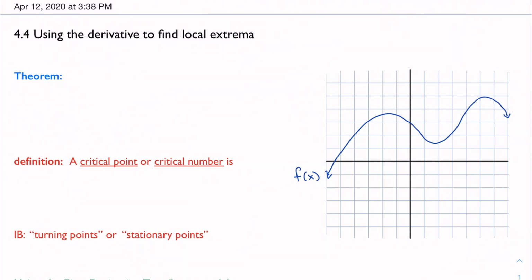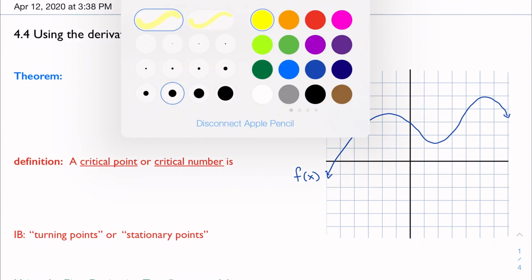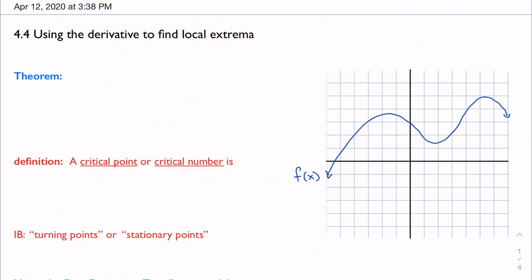So moving on to 4.4, we're starting to talk about applying the derivative to certain functions. So not so much anymore what is the derivative, but how can we use it? And one of the most important applications of the derivative is using it to find local extrema.